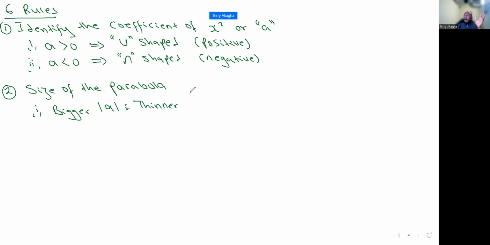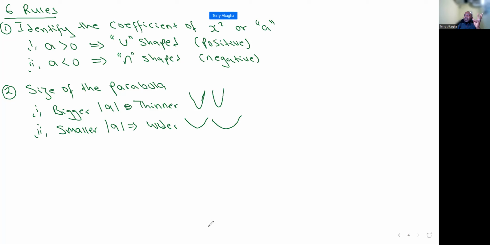So that means you're going to have the graph looking like this. All right? It's going to be very thin. It's going to look like this. But if the absolute value of a is smaller, then the graph is going to be wider. All right? So it's going to look like this. Like this. All right? That is it. So the size of the parabola, if the absolute value of a is bigger, it's going to be thinner. If it's smaller, it's going to be what? It's going to be wider.